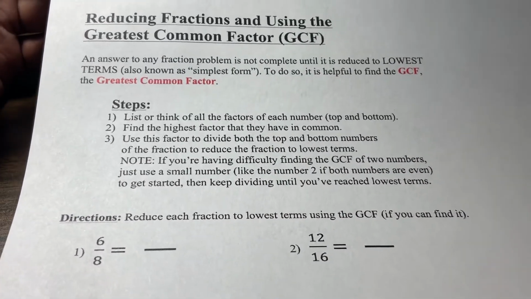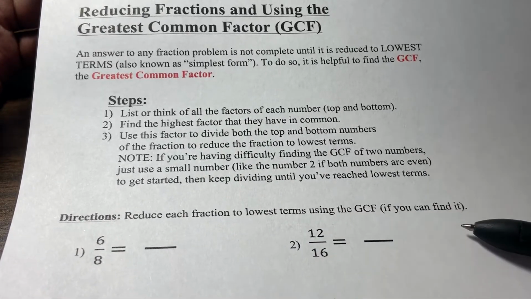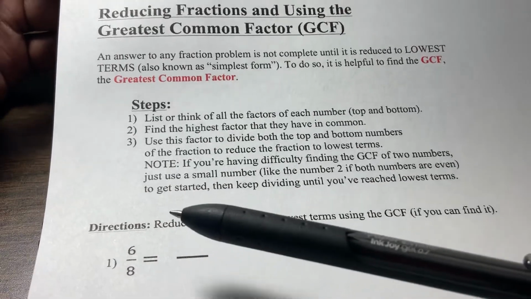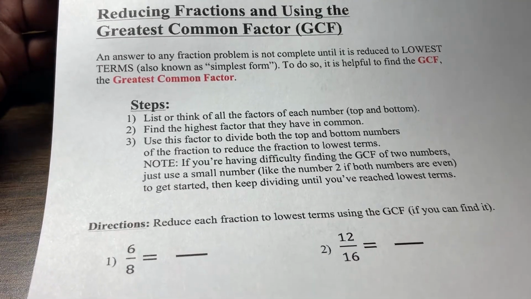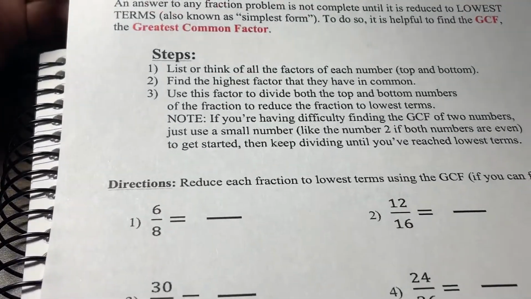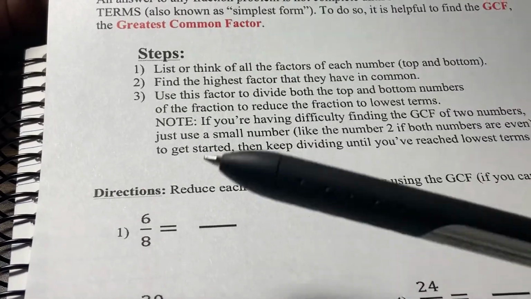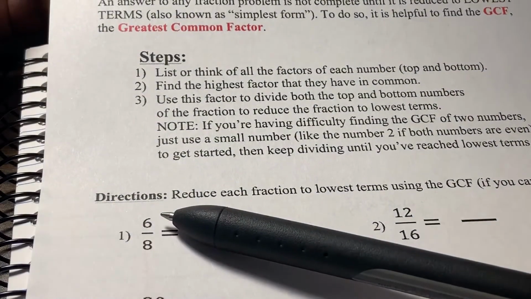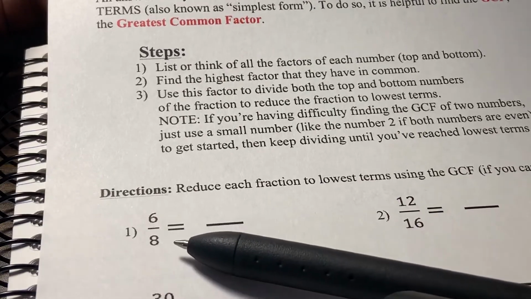So we want to reduce each fraction to lowest terms using the GCF if you can find it. Number 1 says 6/8 equals blank. So what we want to do is look at this fraction and say, all right, what number can divide into 6 and into 8 evenly without a remainder?